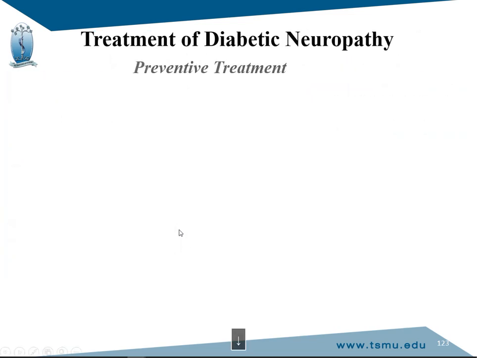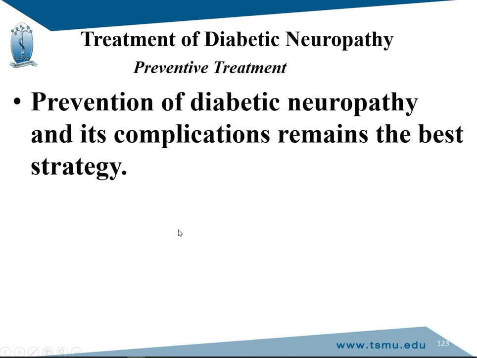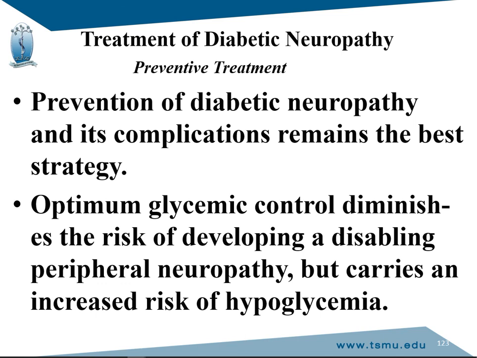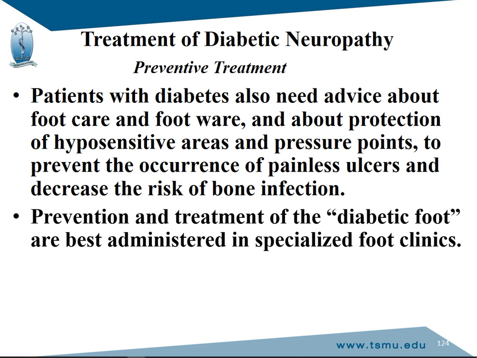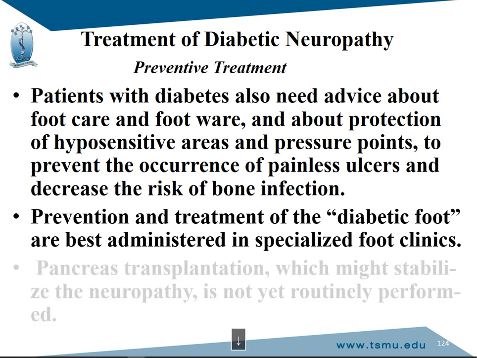Preventive treatment. Prevention of diabetic neuropathy and its complications remains the best strategy. Optimum glycemic control diminishes the risk of developing disabling peripheral neuropathy but carries an increased risk of hypoglycemia. Patients with diabetes also need advice about foot care and footwear, and about protection of hypersensitive areas or pressure points to prevent the occurrence of painless ulcers and decrease the risk of bone infections. Prevention and treatment of the diabetic foot are best administered in specialized foot clinics.